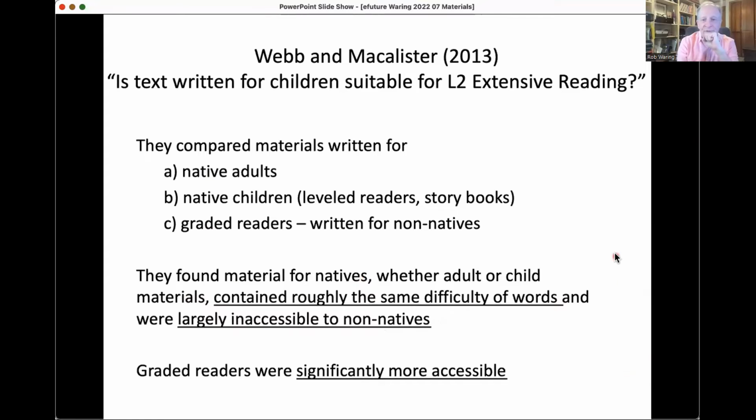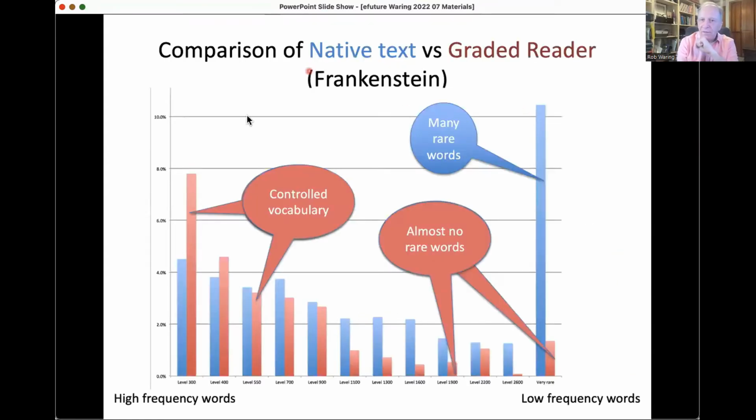So one reason for that is if you look at the vocabulary in a book, for example, the Frankenstein book here, if we compare the vocabulary in the native book and the vocabulary in the graded reader, which is the red one, it has lots and lots of high frequency words, very few low frequency words. But you'll notice in Frankenstein, there's a lot of very rare words, and that's why they're trouble for students. Yeah. So be very careful about using native materials unless your students are very high level.